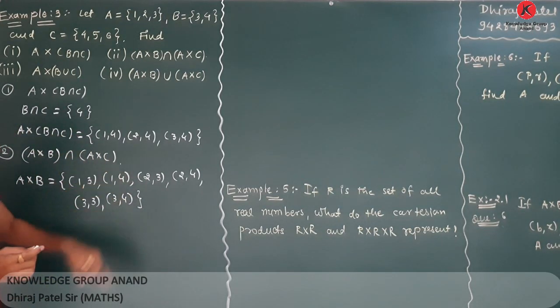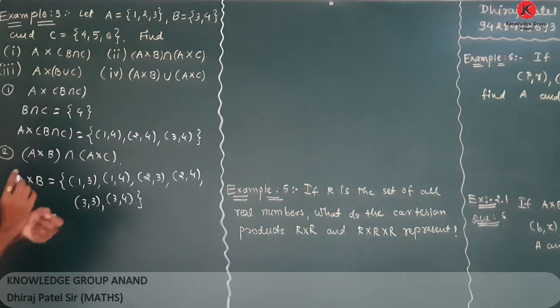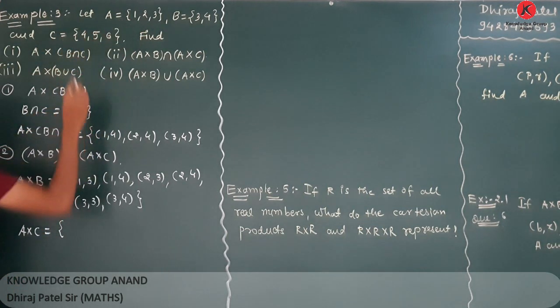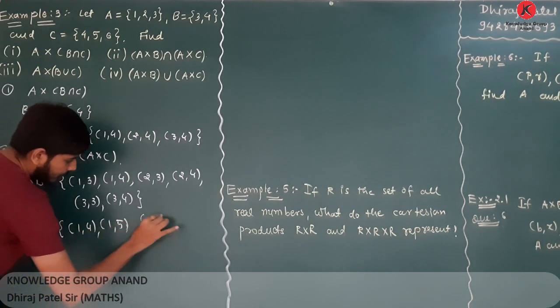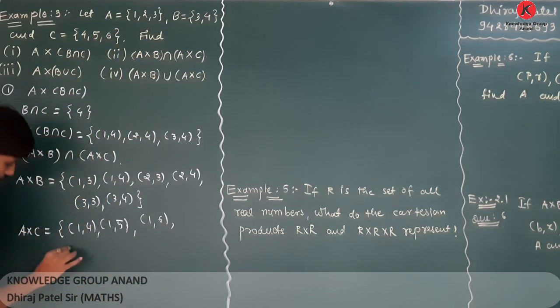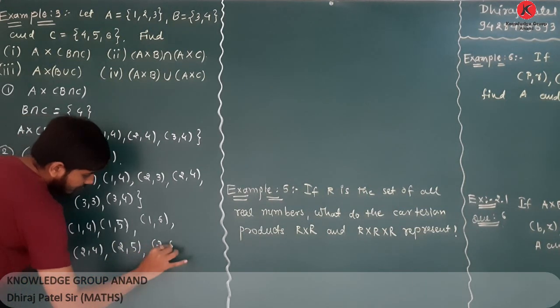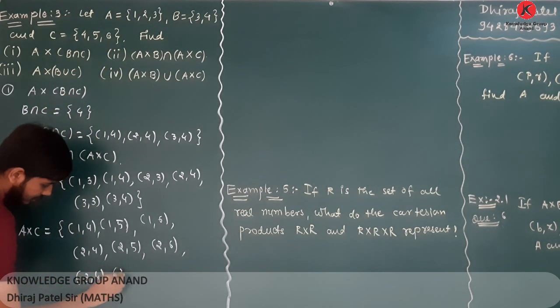Now find A cross C. What is A cross C? Here set A equals 1, 2, 3, set C equals 4, 5 and 6. Therefore, write down all the elements of A cross C. We are getting 1, 4, 1, 5, 1, 6, same as 2, 4, 2, 5, and 2, 6. Now 3, 4, 3, 5 and 3, 6.